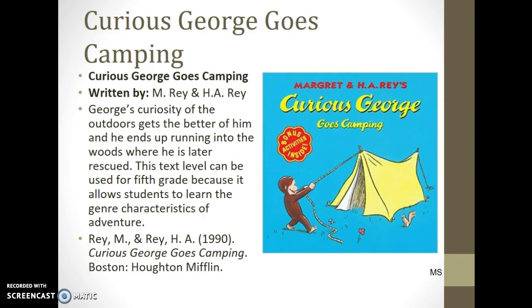Curious George Goes Camping. George's curiosity of the outdoors gets the better of him, and he ends up running into the woods where he is later rescued. This text can be used for 5th grade because it allows students to learn the genre characteristics of adventure.